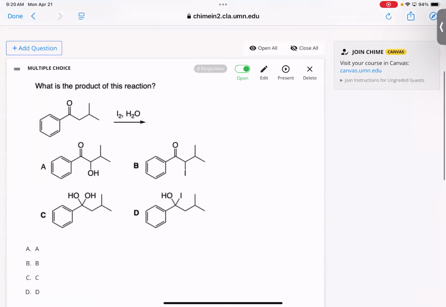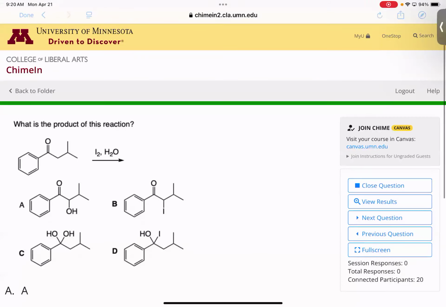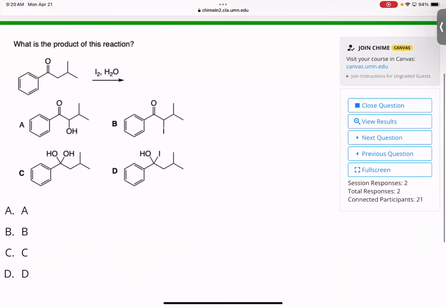So our first question for today, we have pretty different concepts, so there's two questions today. It talks about understanding what is the product of this reaction. All right, so this is with iodine. We have to sort of recognize where the alpha position is, recognize the role of the water. So we'll see what everyone thinks of this.